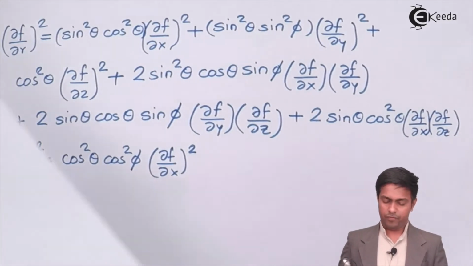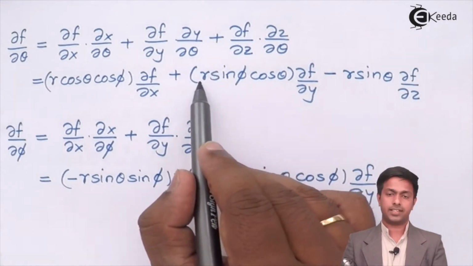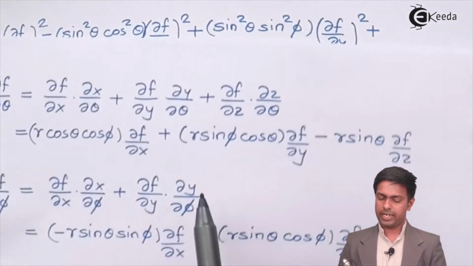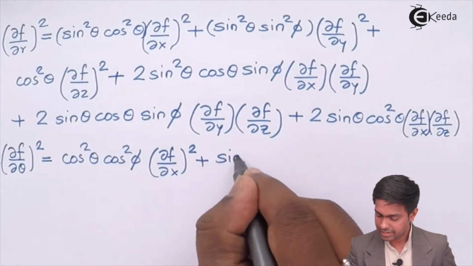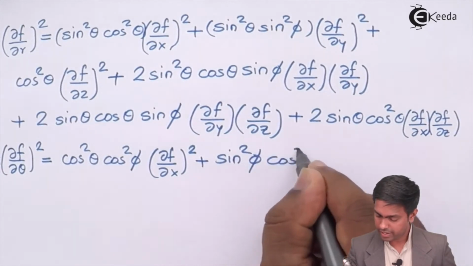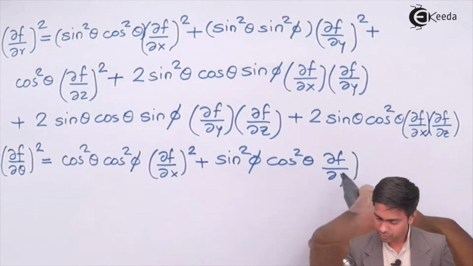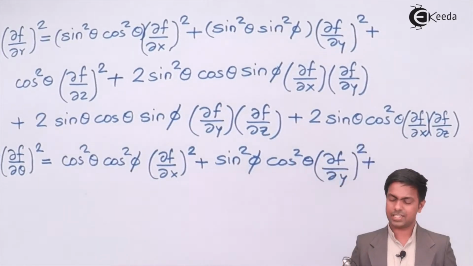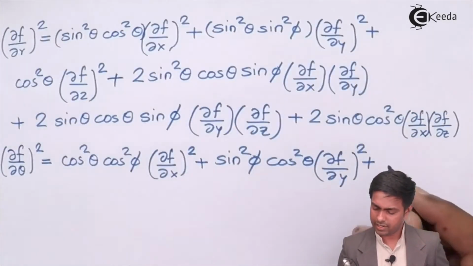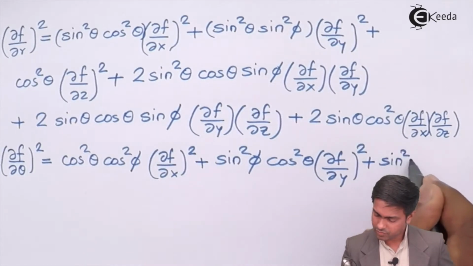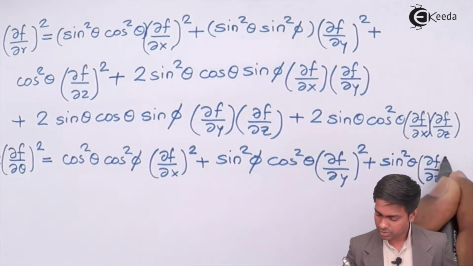Next, we'll find out the b square. So if I square this, again we'll get r square. This r square will be cancelled with this r square. So we'll get sin square phi cos square theta. Here I'll write plus sin square phi cos square theta into del f by del y the whole square plus c square. So square of this, so that will become r square, again cancelled. So here I'll write sin square theta del f by del z the whole square.